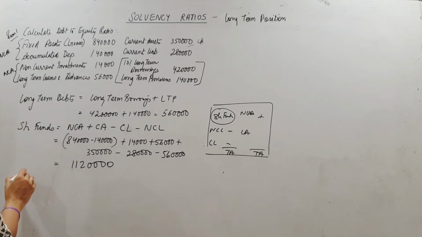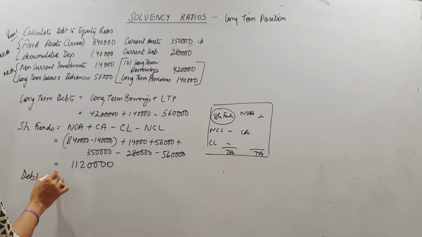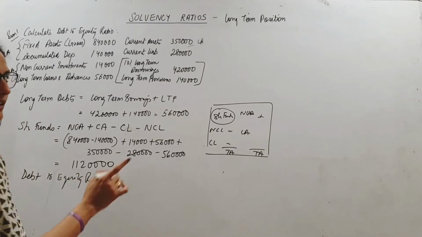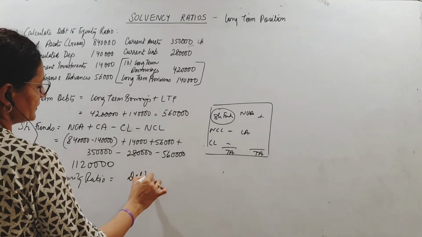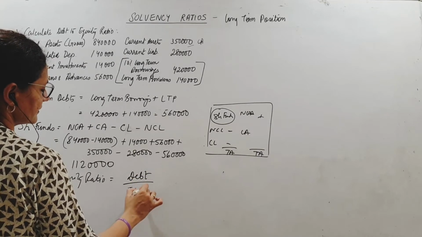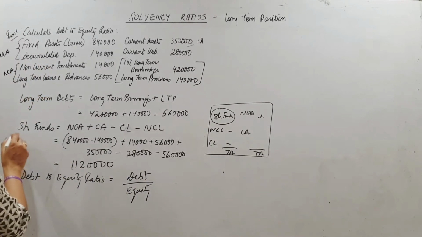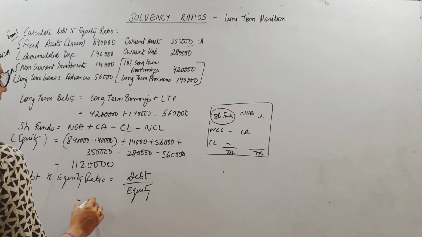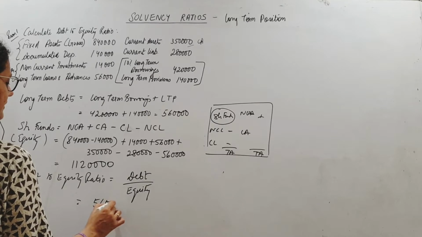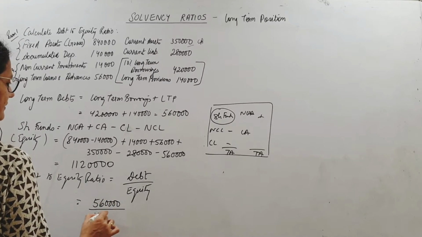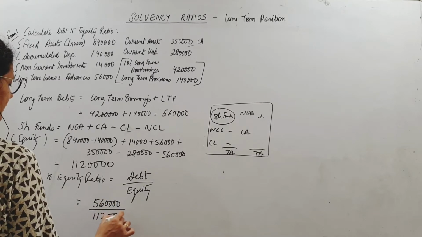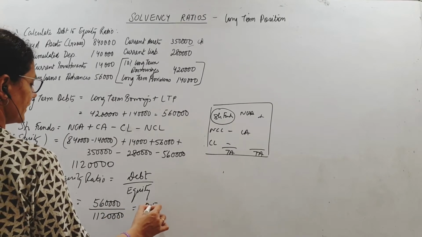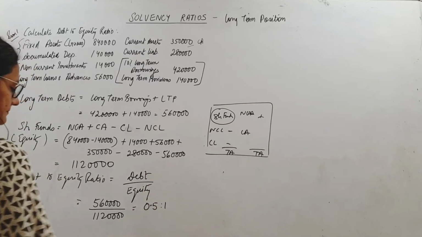Then coming to the formula, debt to equity ratio. Always write the formula, and this is the simplest way to write debt by equity. Correct? So you've already shown how you have calculated equity and how you have calculated debt. So it comes to 5,60,000 divided by 11,20,000. So it is just the half of it. So 0.5 is to 1.